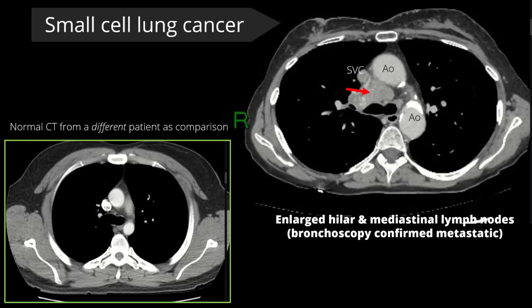Although the mass is clearly seen in the CT, the loss of the paratracheal stripe was the first indication of a problem in this region, warranting further investigation.